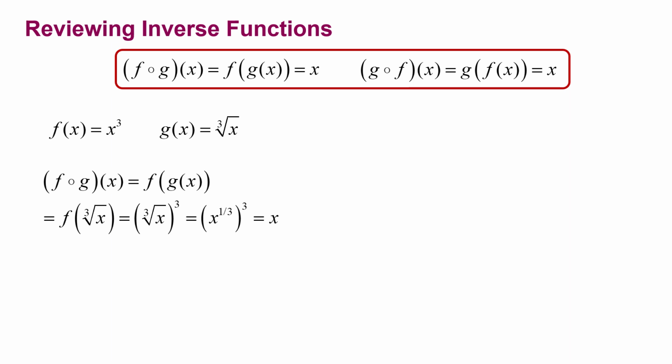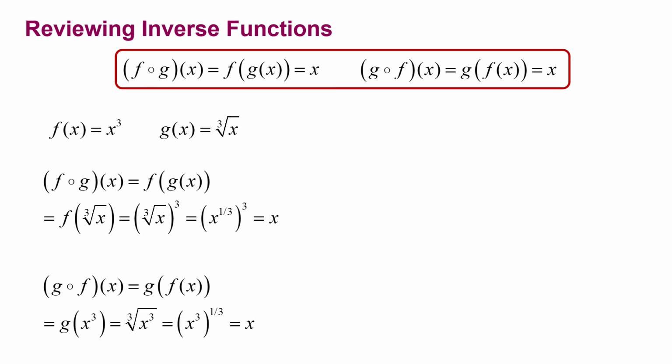Now let's evaluate the composition in the other direction. That is, let's find g composed with f of x. So this equals g of x cubed, which equals cube root of the quantity x cubed. Rewriting the cube root as the 1/3 power, then multiplying the exponents of 3 and 1/3, we get x to the first power. So again, g composed with f equals x. And this shows that the two functions are inverses of each other.